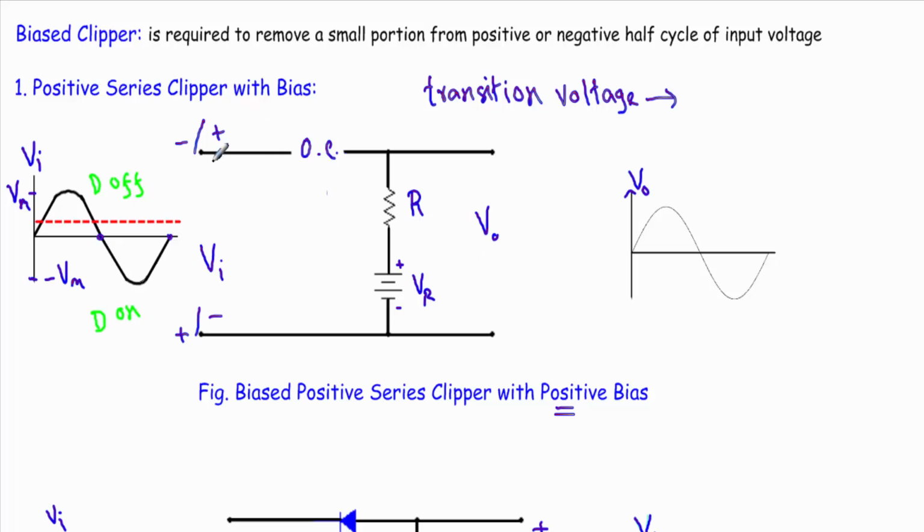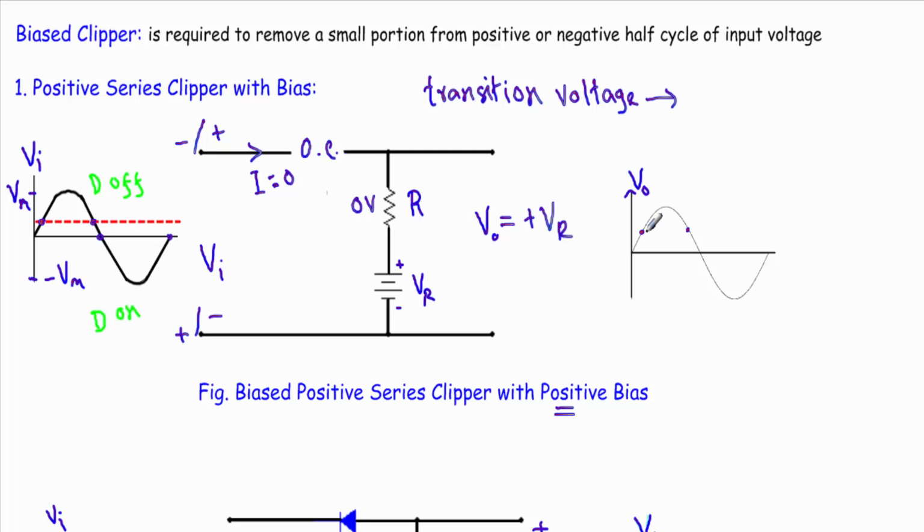As the diode is in reverse bias, I can replace this diode with an open circuit. If I replace the diode with an open circuit, the current flowing in the circuit I will be equal to 0. Therefore, the voltage drop across this resistor, equal to IR, will be equal to 0 volt. That means when the input voltage is greater than the transition voltage, our output voltage will be equal to plus Vr, which I can show in the output waveform like this.